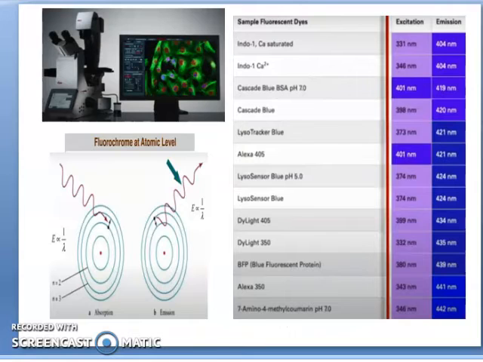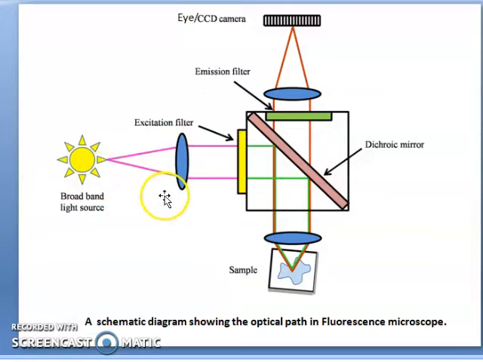For example, suppose I am using Alexa 406, what excitation wavelength do we need to pass? 401 nanometer. So it will block all other radiation, and it will allow only the 401 nanometer wavelength of light to pass from this excitation filter. So light is emitted from the light source and passed through the excitation filter, which blocks all other radiation except 401 if you're using the Alexa dye.